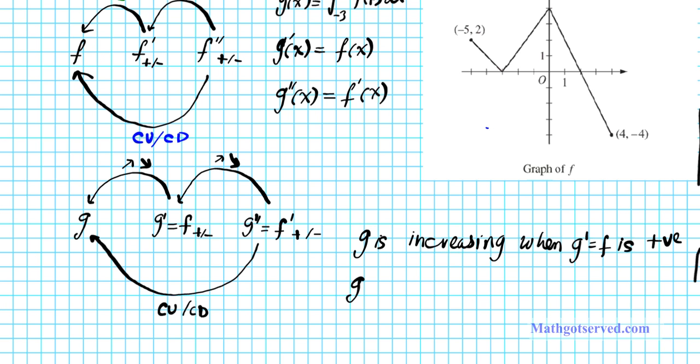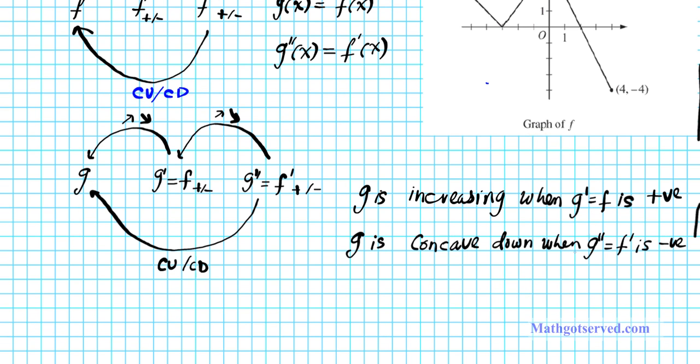And G is concave down. Now, what is the connection with concavity? Concavity has to do with the second derivative, right? G is concave down when G double prime, which is equal to f prime, is negative. So these are the two conditions. We want to look for the intervals where G prime is positive and G double prime is negative, or where f is positive and f prime is negative.